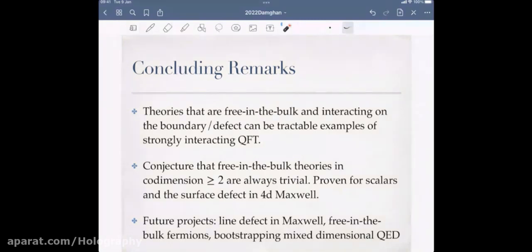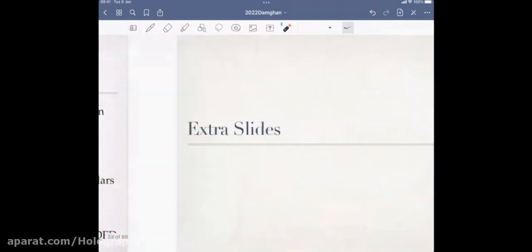And there are some clear future projects which involve, for example, proving the line defect in Maxwell is trivial, or that free in the bulk fermions with codimension greater than 2 are trivial, or also possibly bootstrapping this mixed dimensional QED theory, which hasn't been done yet. It's another project I'd like to get started on at some point if I can find enough manpower.